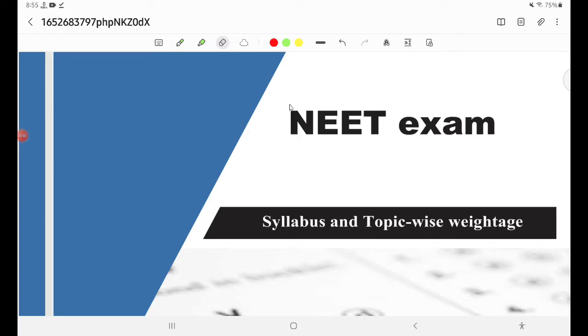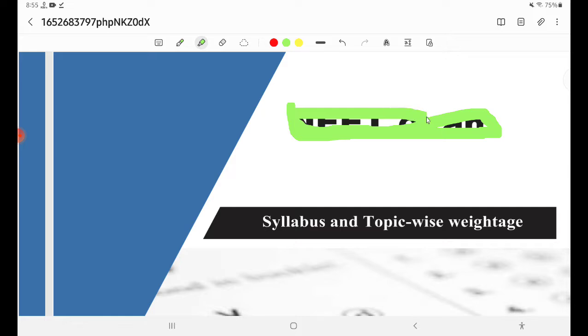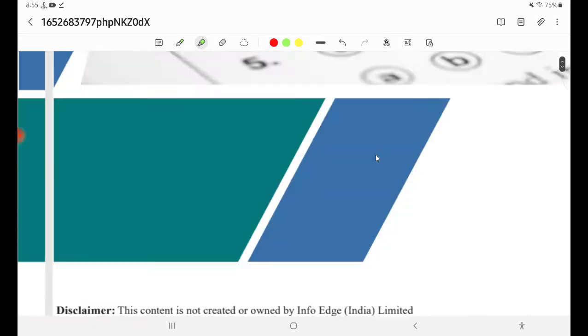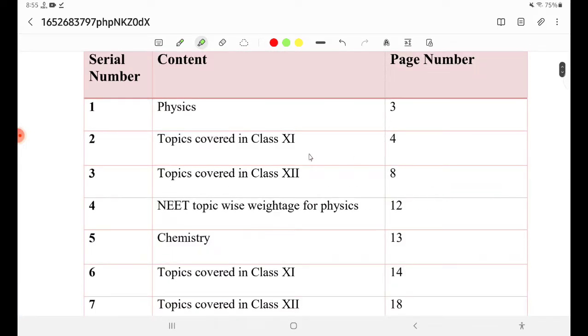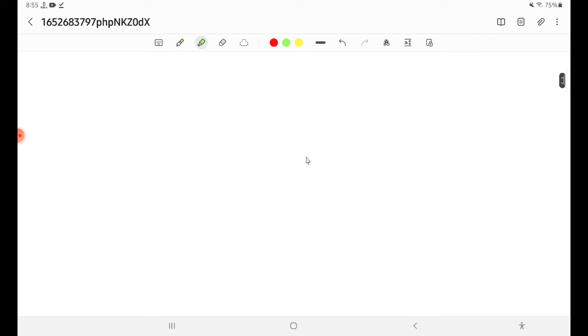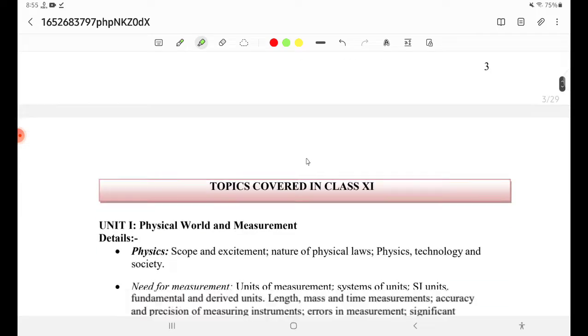Today we are going to discuss the syllabus of the NEET exam. To crack the NEET exam, you have to have detailed knowledge about the syllabus of this exam. So let's talk about the physics syllabus. We are going to discuss the physics syllabus.